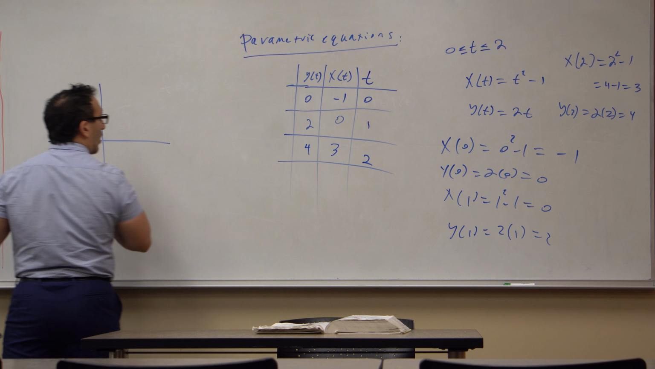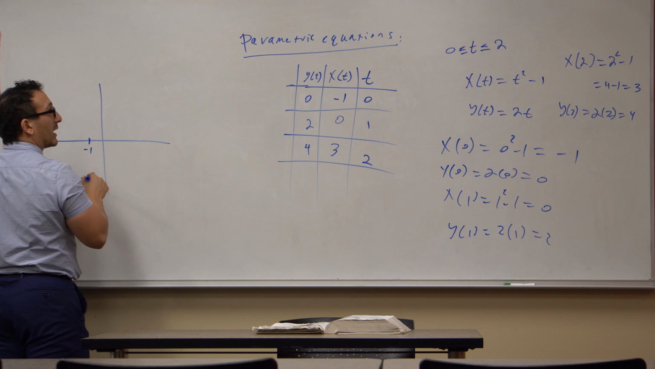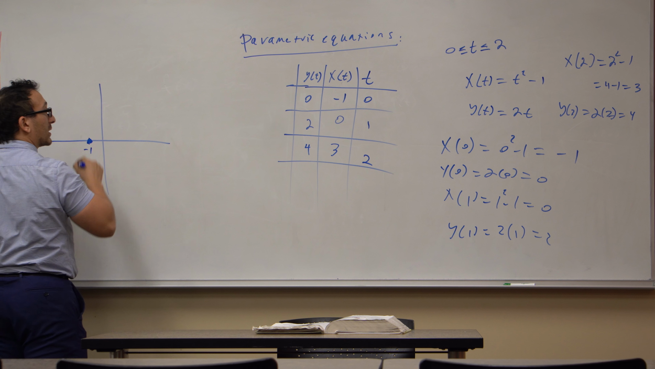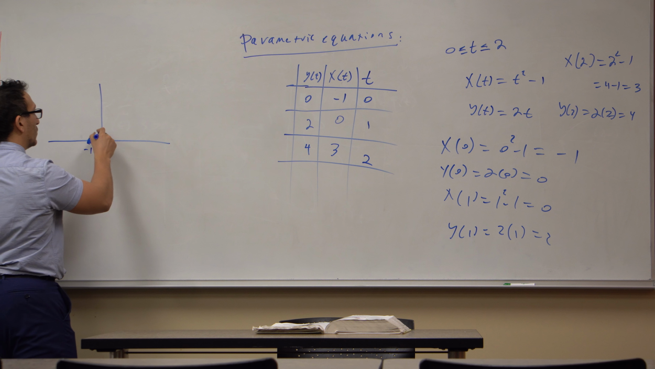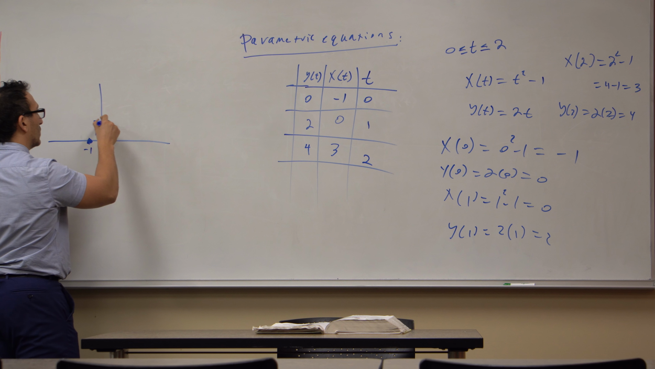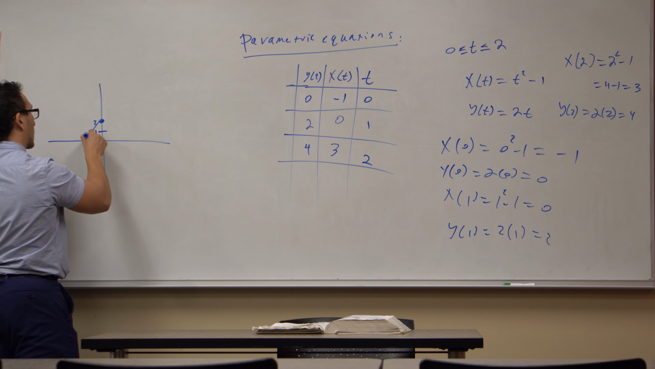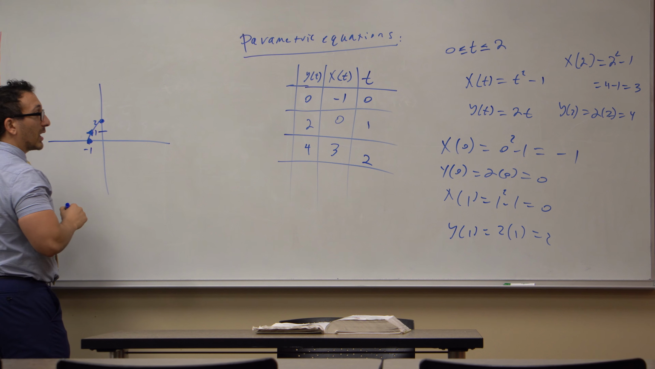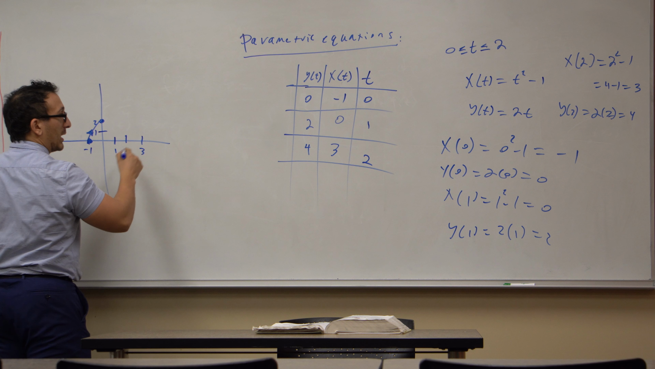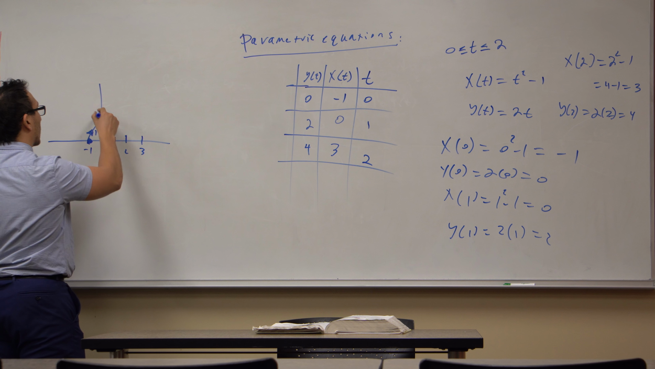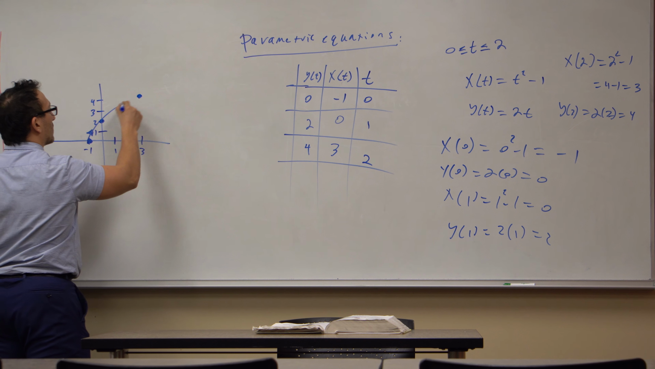Alright? So all this means is at time equals 0, it's at negative 1 on the x and 0 on the y. So I put a dot here. At time equals 1, it's at 0 on the x, 2 on the y. 1, 2. So it's right here. And we put a line connecting them with an arrow here. And at time equals 2, it's at positive 3 on the x. 1, 2, 3. And at positive 4 on the y. 4 here. And then it moves to here.